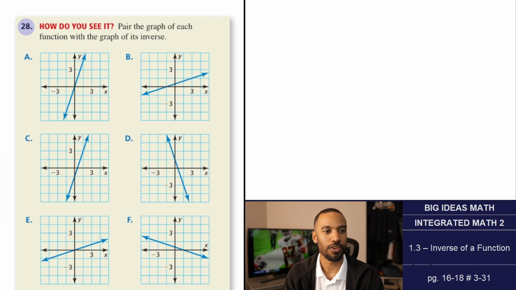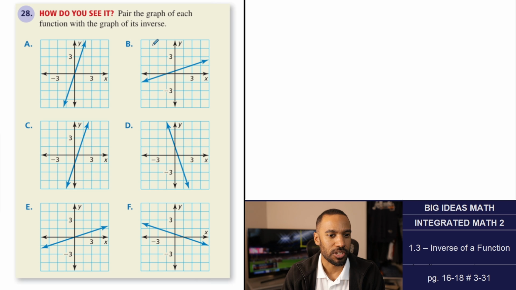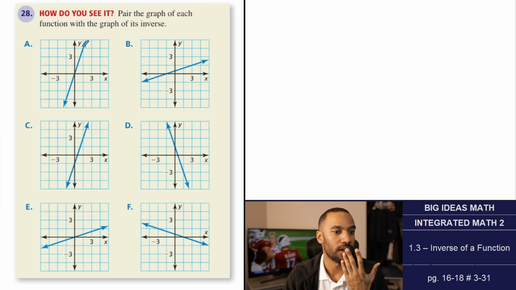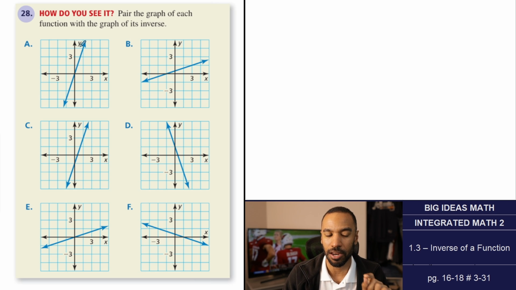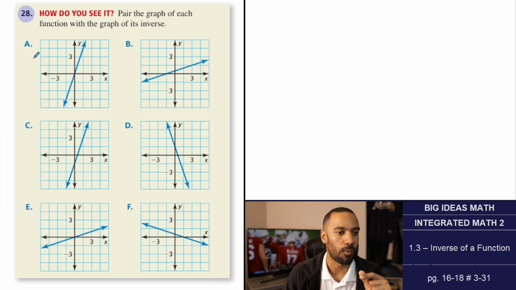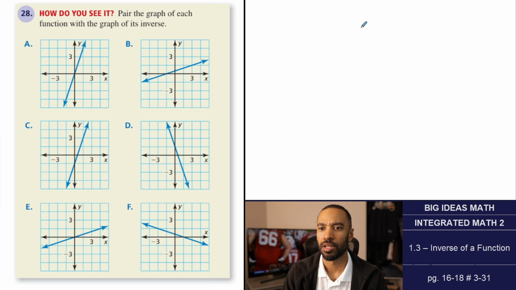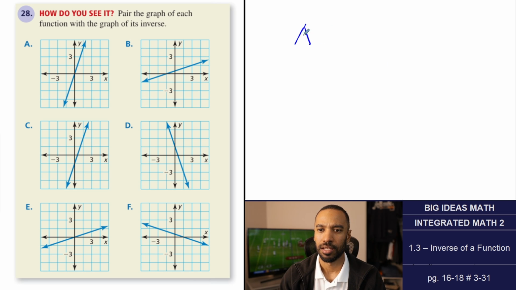All right, the last few here, numbers 28 to 31. Number 28. Pair the graph of each function with the graph of its inverse. So what we could do is play off that slope concept. When I see a slope here of up 3/1, then I should find one with a slope of up 1/3. That doesn't guarantee it's the inverse. It also needs to intersect things, right? But when I see A, I think E. Let me write it over here. When I see A, I think E also applies here.